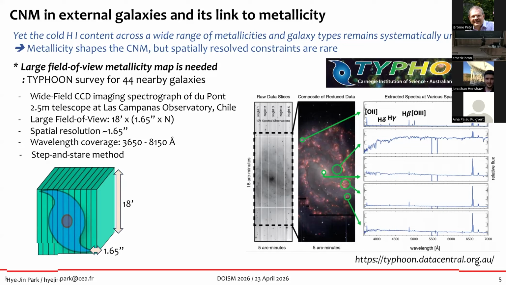For example, this is M83 and NGC 5036, which are very beautiful and big galaxies on the sky. And the TYPHON survey has observed 5 nights to cover the whole range of this galaxy. And then you can see each region has optical spectra, and by combining these line ratios, we can find the oxygen abundance, or gas phase metallicity.